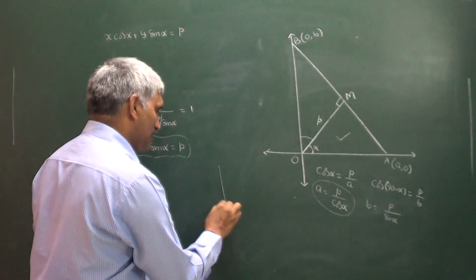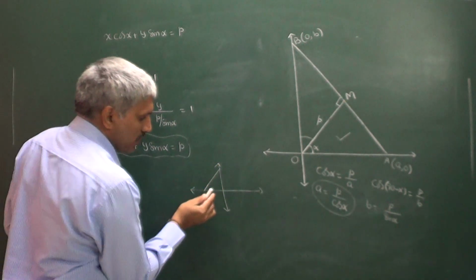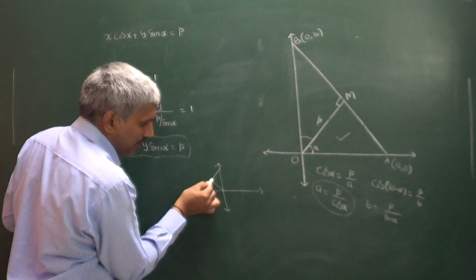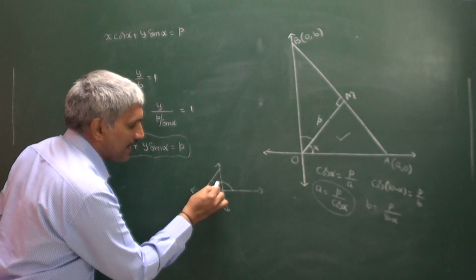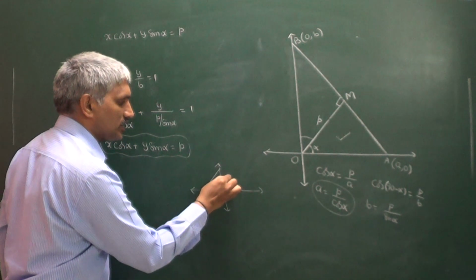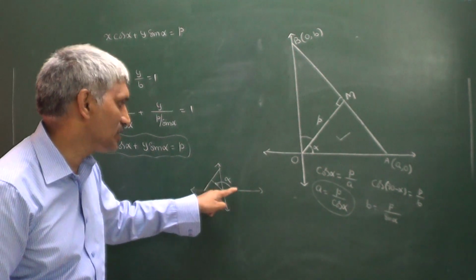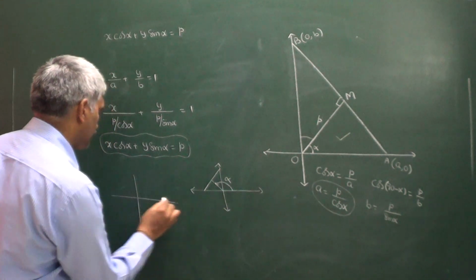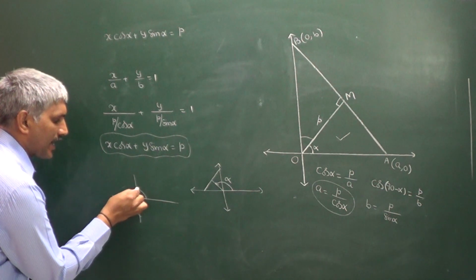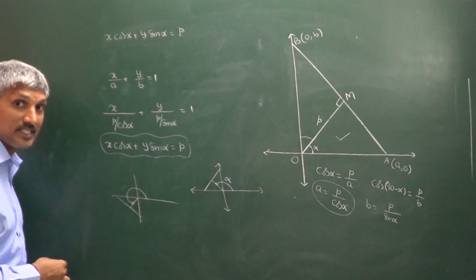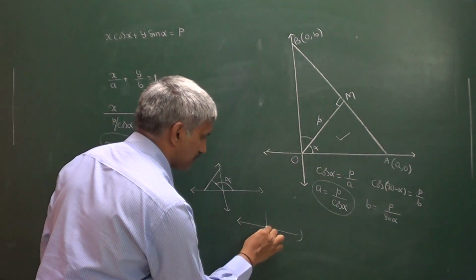Suppose the line is here. From origin onto the line, this is the perpendicular distance. What is alpha over here? It is the angle this normal makes with the positive direction of x-axis. When the line is in the second quadrant, this is alpha. Similarly, when the line is in the third quadrant, this is the normal, and the angle it makes with the positive direction of x-axis in anti-clockwise sense is alpha.